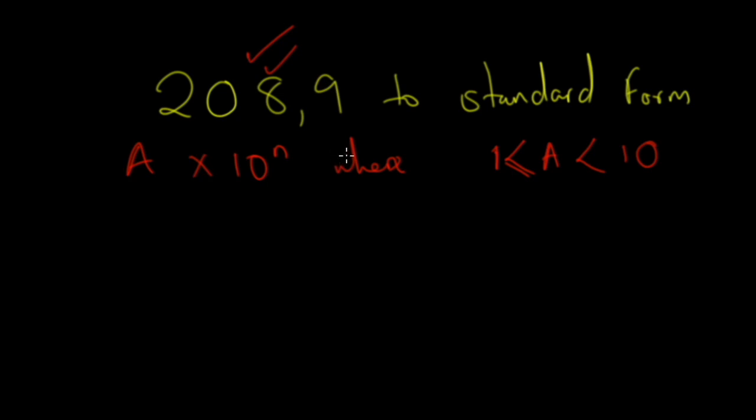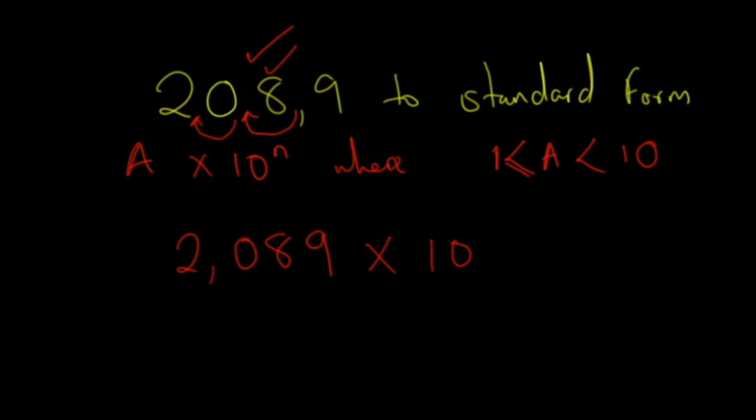For example, someone can say 6 and someone can say half a dozen. There are two ways of representing the same number. So here what we do is we shift the comma. The comma is between 8 and 9. We shift it 2 places, 1, 2. So what we get is 2.089 times 10 to the power something.